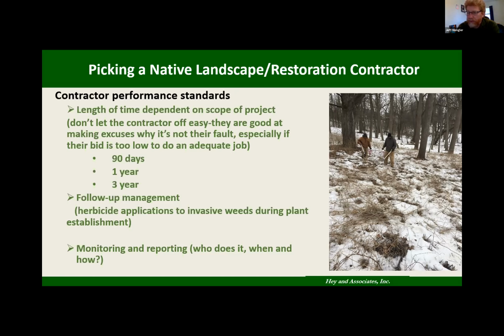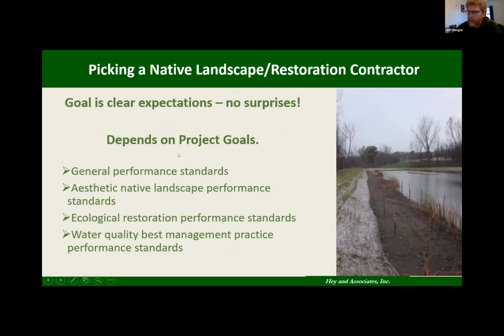Who's responsible for the monitoring and the reporting? Who does it, when, and how? It needs to be all agreed to up front so that there isn't surprises and finger pointing later on. A lot of projects, the firm doing the install is not the same one doing the monitoring, maybe isn't even the same one doing the follow-up maintenance. And then you can get in a situation where they're all pointing fingers at each other. So it's just important to spell that all out clearly up front.